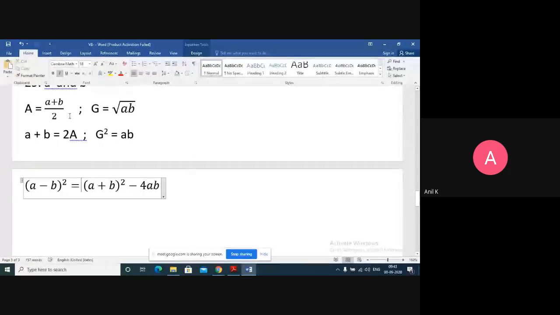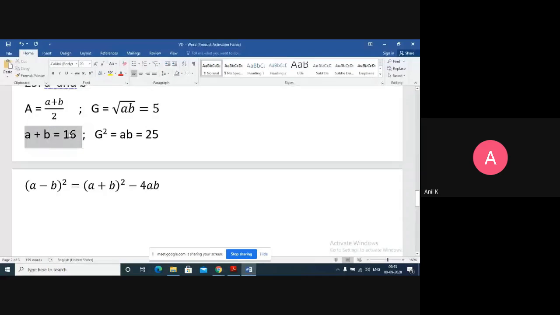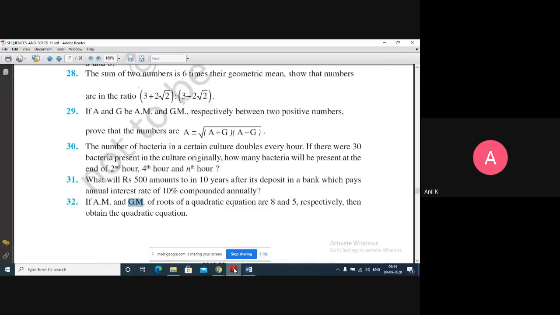Arithmetic mean means (a plus b) by 2 is 8, so the a plus b value will become 16. The geometric mean is given as 5, so if I want the ab value, 5 square is 25. You know the sum of the roots, 16, and the product of the roots, 25. So the quadratic equation is x square minus 16x plus 25. That is the quadratic equation which you have to find out.